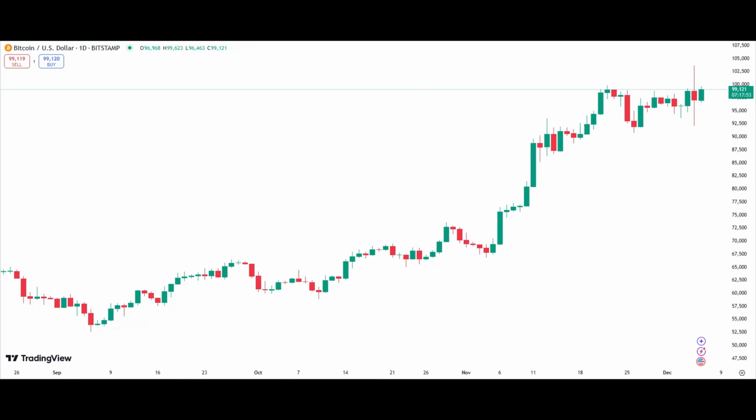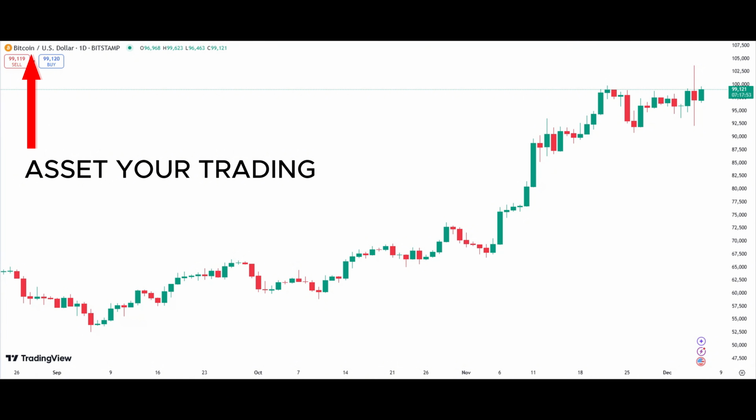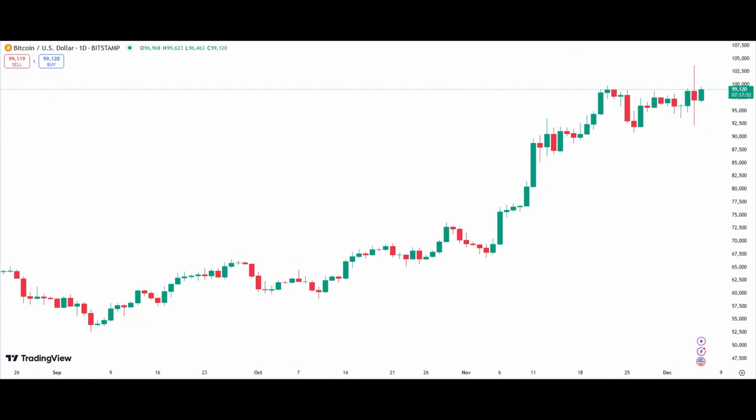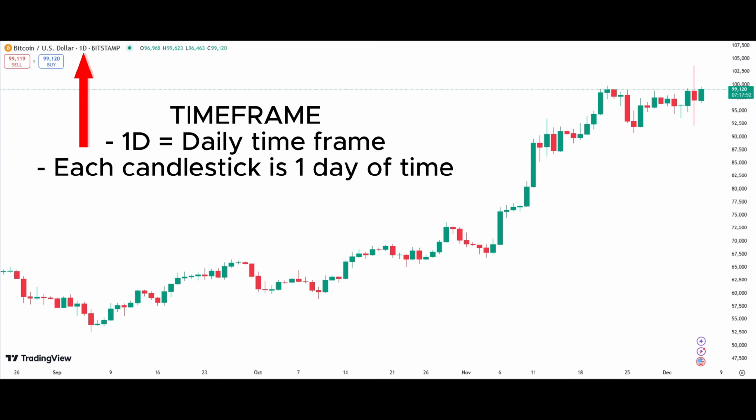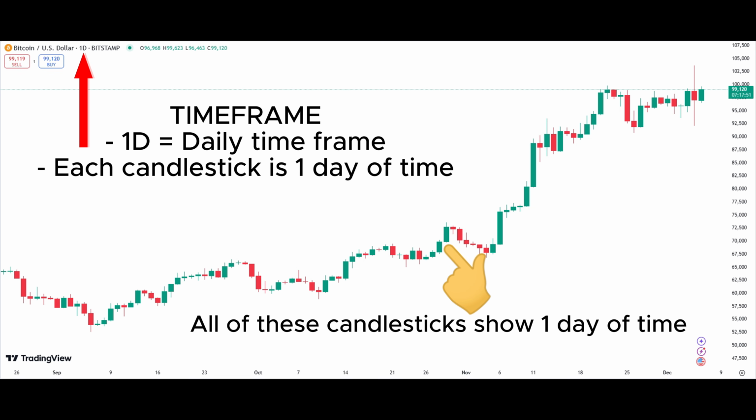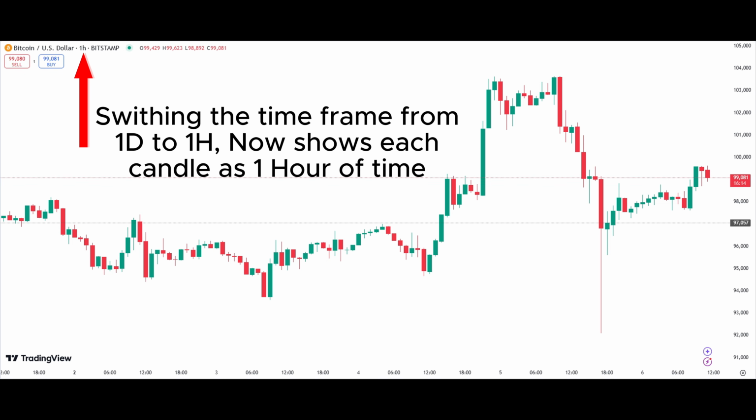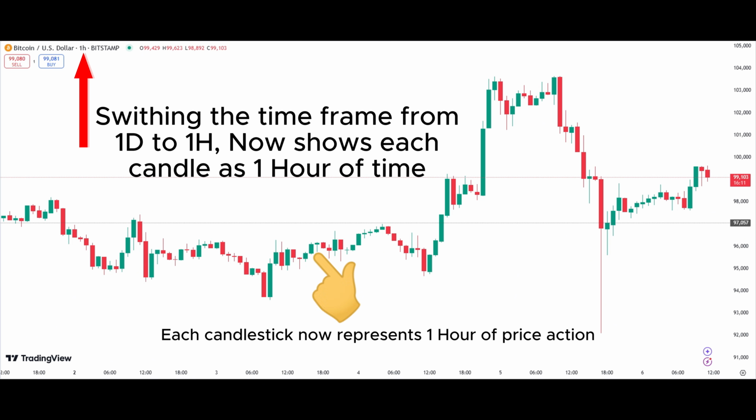Here we go. This here is the asset that you're looking at. In this case, it's Bitcoin. Here is your time frame right now, and this shows 1D, which translates to the daily time frame, meaning every candlestick that you see on this chart represents 1 day in time. If you were to switch this to the hourly time frame, it will show 1H, and then every candlestick you see on screen would represent 1 hour of time.